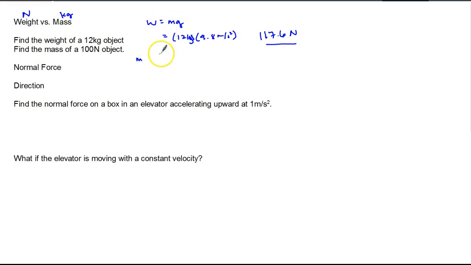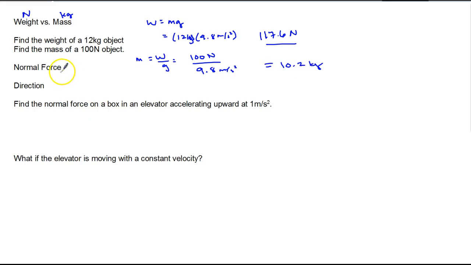Well, if weight is mass times g, then mass is weight divided by g. So it's 100 newtons divided by 9.8 meters per second squared. 100 divided by 9.8 is 10.2 kilograms.